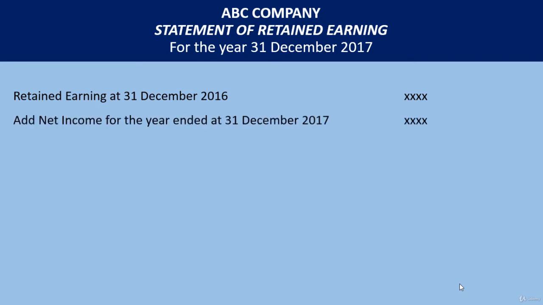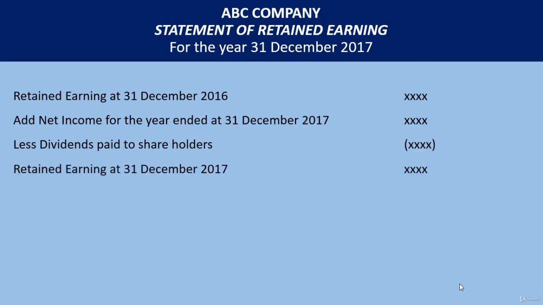First, we write the retained earning from the last year as of 31st December 2016. Then we add the net income which was generated from the income statement of 2017. After that, we will deduct the dividends which are paid to shareholders. After that, we will receive the retained earning which is generated for the year of 2017.